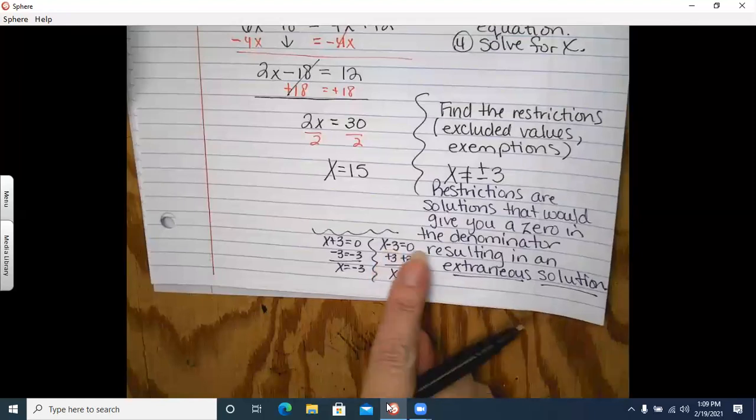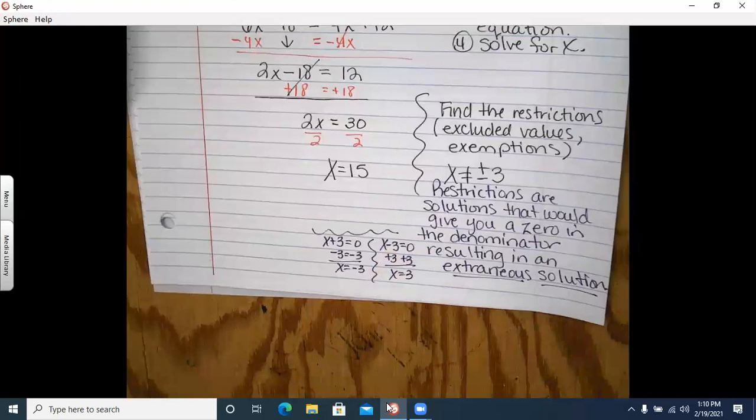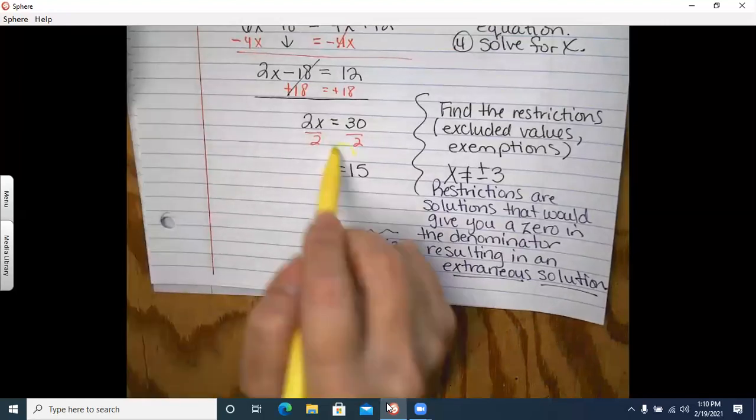Can't have that. If you can't look at it and tell, because a lot of kids next week will say, I have no idea how you find the restrictions, that's all I'm doing. Set it equal to 0, solve for x. Whatever value you get is going to be your excluded value. If your answer is one of the excluded values, you can't call it an answer. You have to call it an extraneous solution.